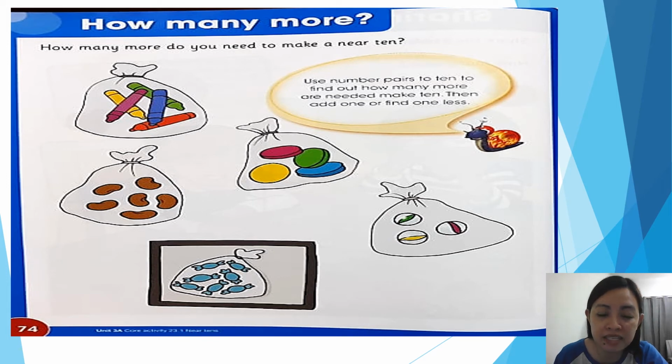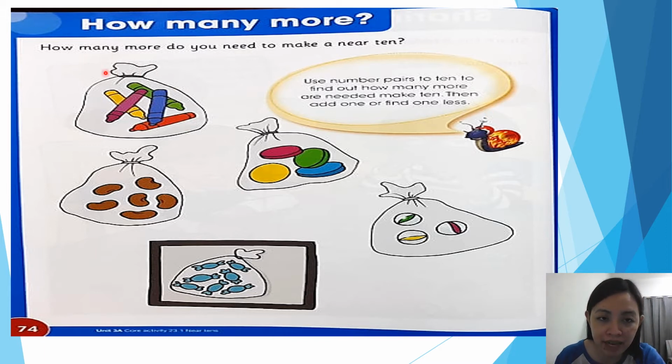Okay, so now kids, let's study your Math Learner's Book on page 74. Make sure that you have the page before you continue with this video, okay? Are you ready? Okay, so let's start. How many more do we need to make a near 10? Use number pairs to 10 to find out how many more are needed. Make 10. Then add 1 or find one less. Okay, so let's do it.